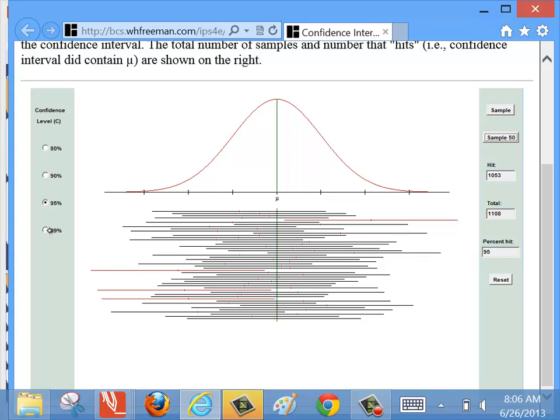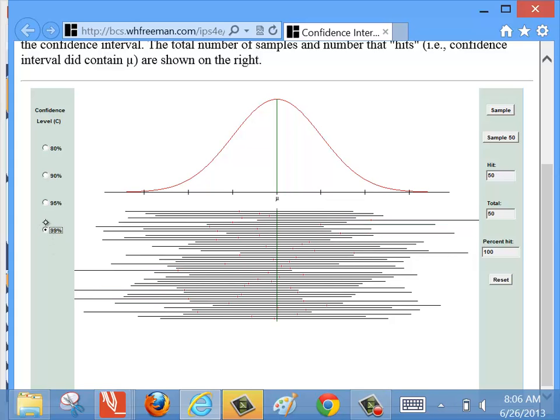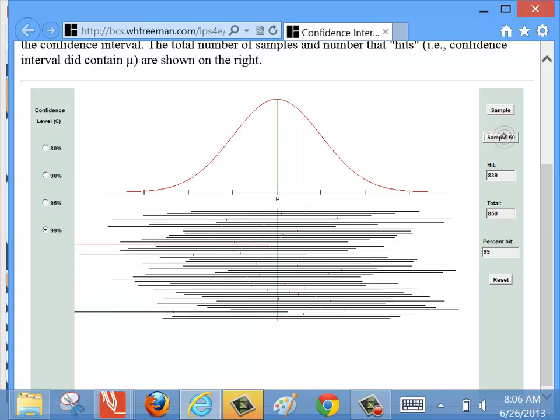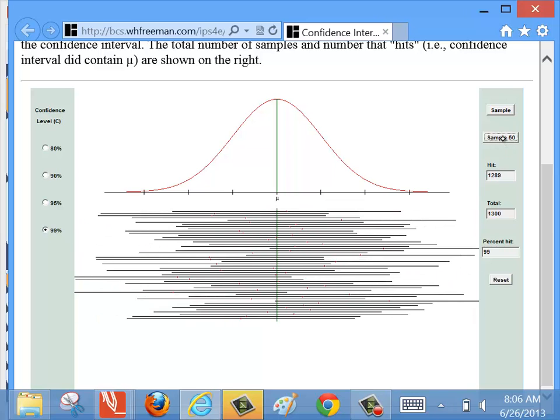If I switch these to 99% confidence intervals, then you would expect to see about 99% of the confidence intervals contain the mean. So let's do it many, many times because all of our probabilities are over the long run. Notice, again, 99% of my confidence intervals contain my mean. Questions about that?